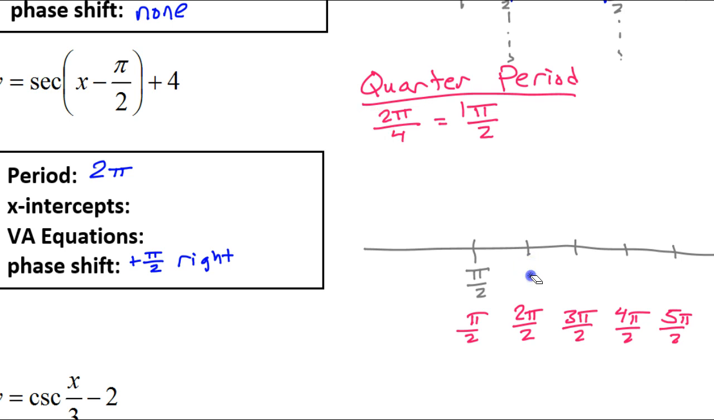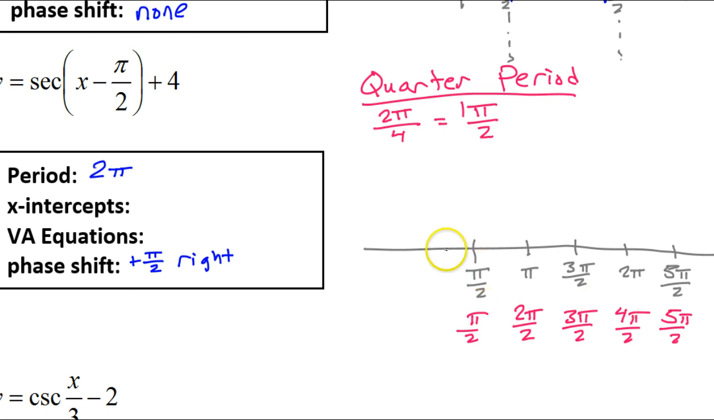Wait, I meant for that to be gray right now. This will reduce down to just pi. 3 pi over 2 doesn't reduce. 4 pi over 2 is 2 pi. 5 pi over 2 doesn't reduce. So these are the x values that everyone should be using right now.